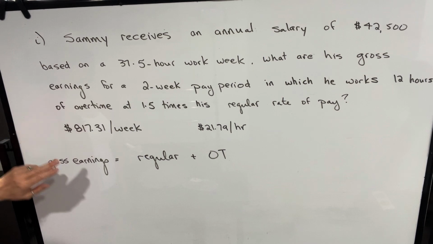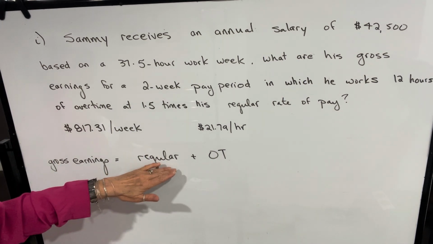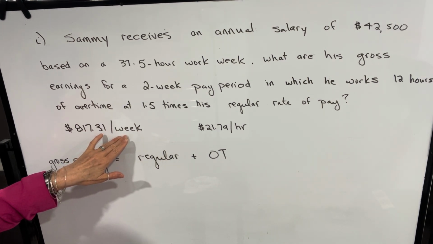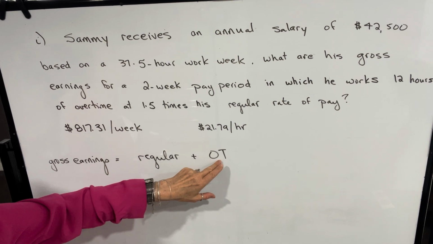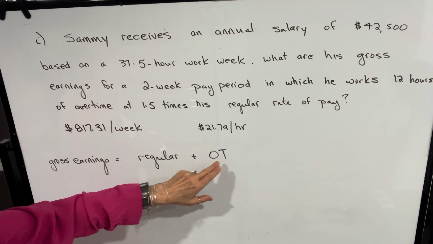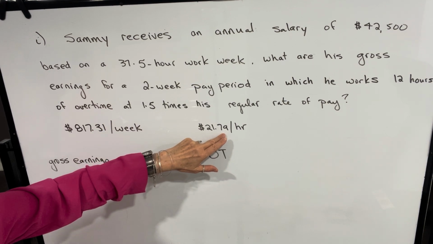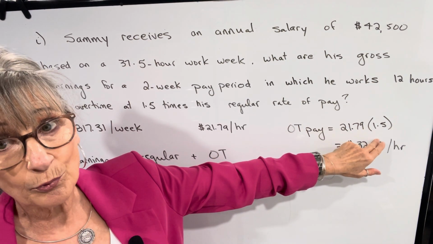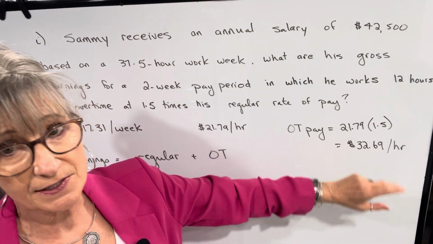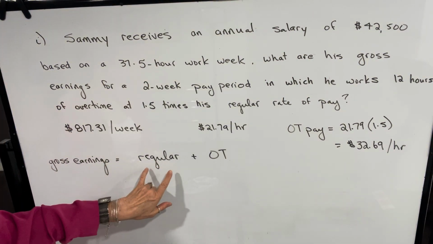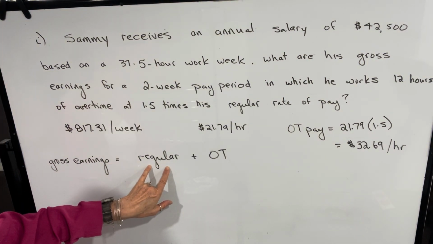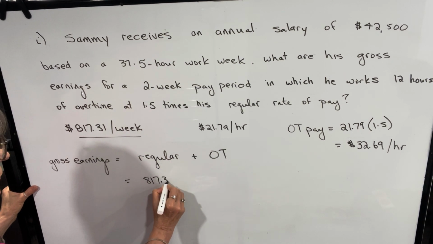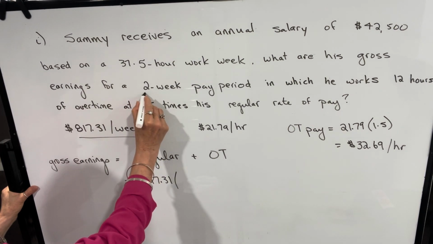In this particular example, to figure out the gross earnings, we only have to worry about the regular pay and overtime pay. We know what the regular pay is for Sammy per week, but we need to know what the overtime pay is for Sammy per hour. So we take our regular pay per hour and multiply it by 1.5 times. So if we take $21.79 and multiply by 1.5, we get overtime pay of $32.69 per hour. In order to calculate what the earnings were for the regular work week, we can take the amount per week of $817.31 and multiply by the number of weeks, which was 2.